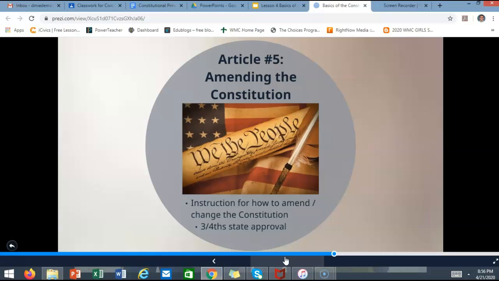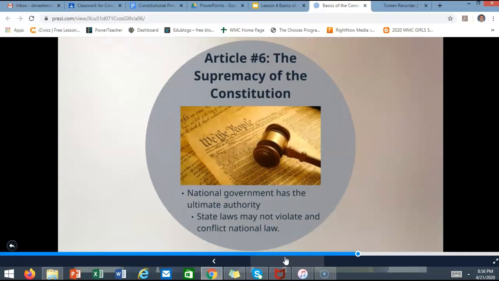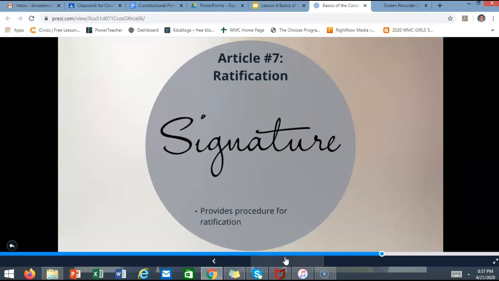Article 5 is how to make changes to the Constitution. If you remember, changing the Articles of Confederation was way too difficult, so this addresses that weakness by fixing how to fix the Constitution. Article 6 simply states that the Constitution is supreme. It is the law of the land, the highest law the United States has. And the last article is explaining the process for how to ratify and accept the Constitution as official and as the new plan of government for the United States.